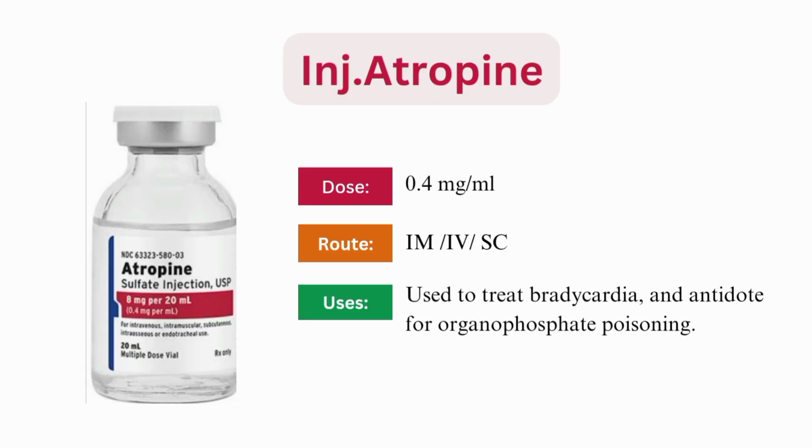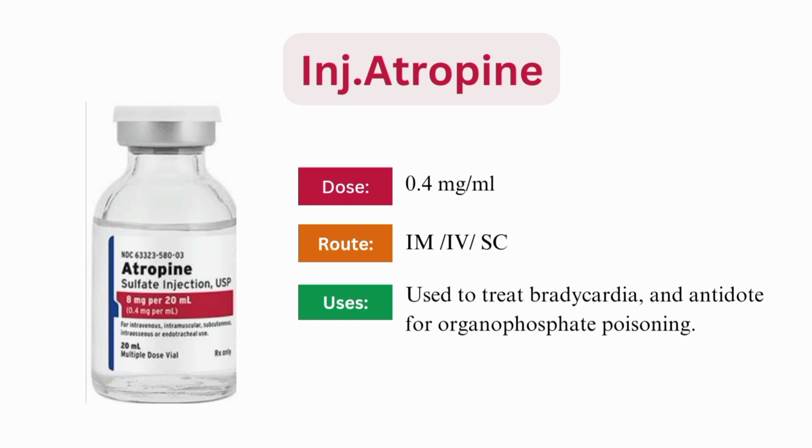Next comes the atropine injection. Atropine is an anticholinergic medication that is commonly used in emergency settings for various indications. It works by blocking the action of acetylcholine on muscarinic receptors, which leads to increased heart rate and decreased secretion. Here the key point is indication, that is bradycardia.